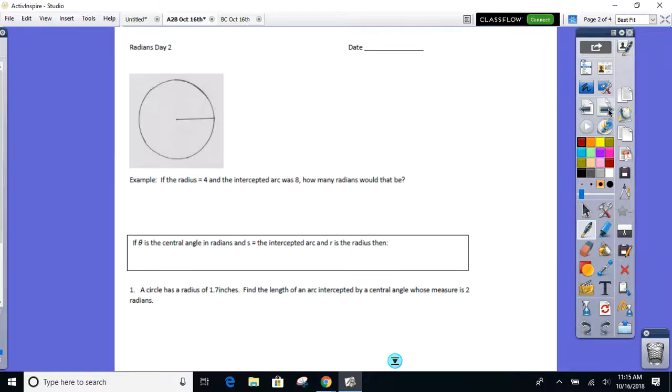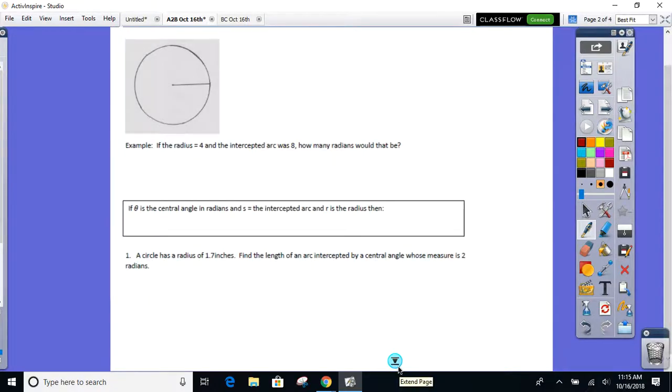Real quick, in my first example, I know some of you could help me out. The radius has a length of 4. When it says intercepted arc, that means it breaks off an arc that has a length of 8. If I draw another radius in, that arc that it formed right there has a length of 8. How many radians would there be then?